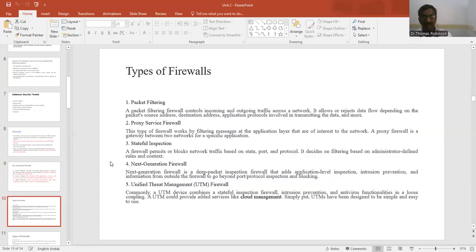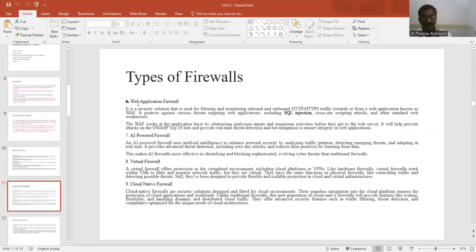The types of firewalls we are taking here are packet filtering, proxy service filter, stateful inspection, next generation firewalls, and unified threat management. We are continuing with the web application firewall, AI powered firewall, virtual firewall, and cloud native firewall. The AI powered firewall is one of the new things.